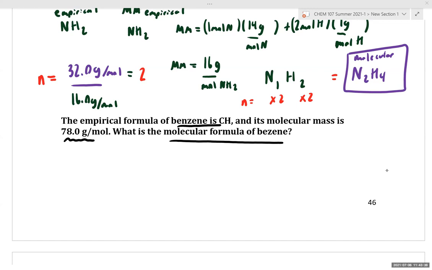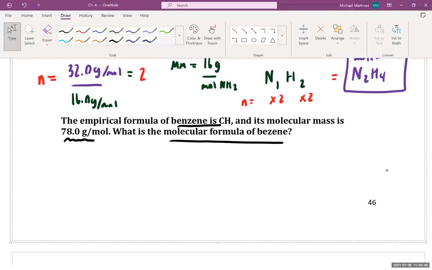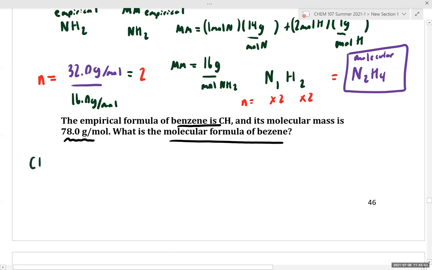So, as we tackle this problem, would anyone like to share their calculated empirical formula mass? So we know we have our empirical formula unit as CH. Would anyone like to share their calculated molar mass for this CH subunit? Yep, 13 gram per mole. We have 12 grams from carbon, 1 gram from hydrogen. So this CH unit has a mass of 13 gram per mole.